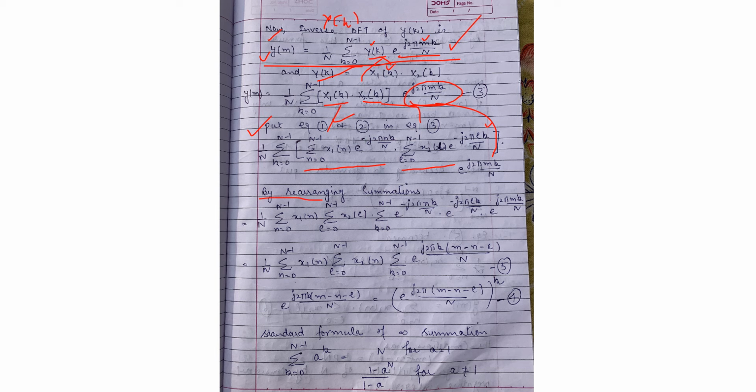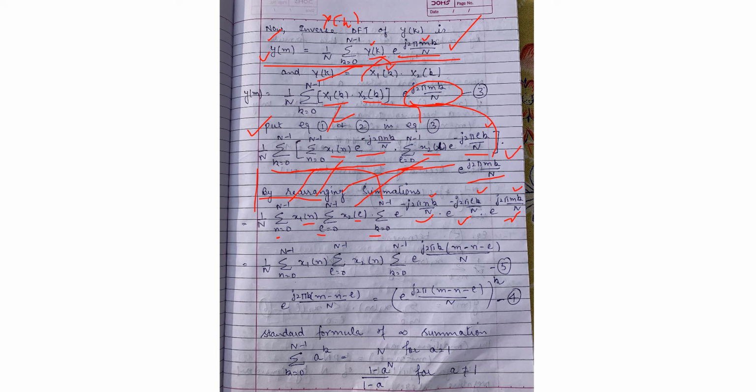Now rearrange the summations. 1 by N summation n from 0 to N minus 1 x1 of n, then take summation l equals 0 to N minus 1 x2 of l, and now consider the summation k from 0 to N minus 1 multiplied with e raised to power minus j 2 pi n k upon N, e raised to power minus j 2 pi l k upon N, and e raised to power j 2 pi m k upon N. The summation is over n, so we consider n the variable. The summation is over l, we consider l the variable. The summation is over k, we consider k the variable. And we arranged the equation.